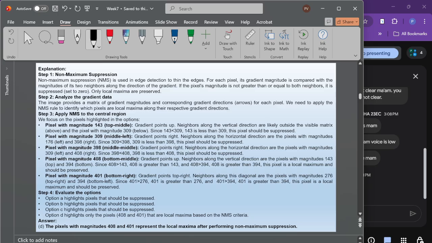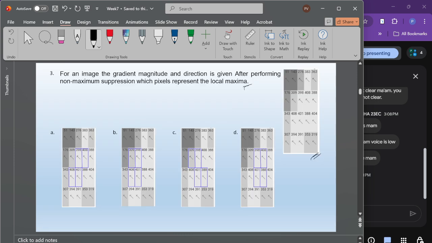Whatever gradient data is given, we need to analyze. So in the image provided, there is a matrix of the gradient magnitude and the corresponding gradient direction in arrows for each pixel. We need to apply the NMS rule to identify which pixels are the local maxima along their respective gradient direction. These are the arrows that have been represented. We need to compare each gradient with its neighborhood. Then we need to find. So for easy access, if you see in the options, in the middle two rows they have only marked this one. So now we need to compare the nearby pixels only.